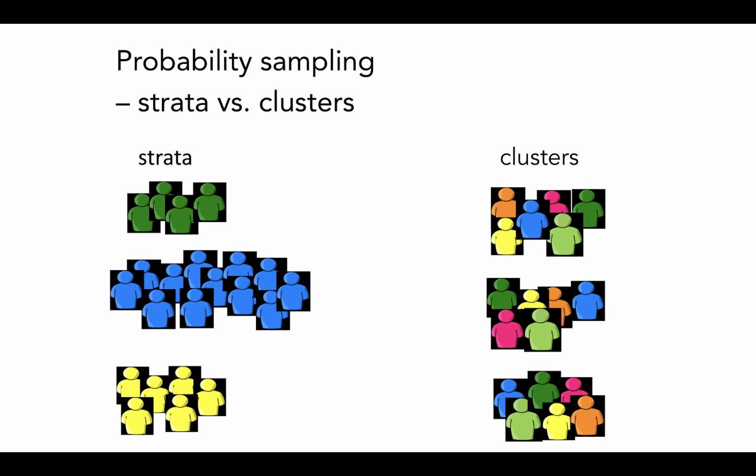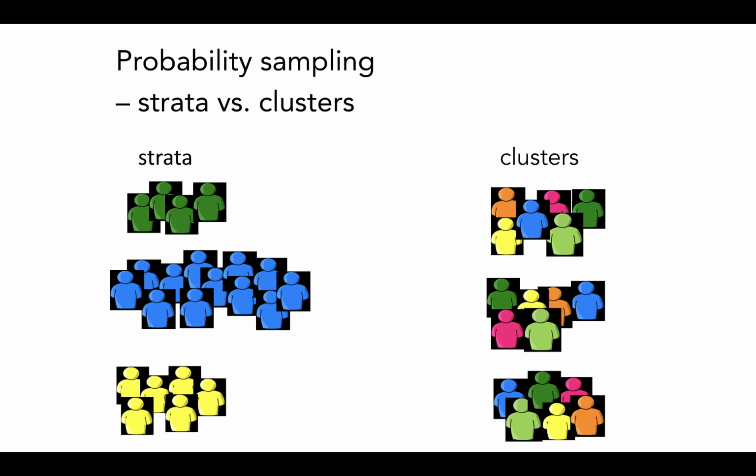This is exactly how the differences between strata, or different subgroups in stratified sampling, and clusters, which are the subgroups in cluster sampling, can be visualized. Strata on the left consist of different subgroups that are different from one another. Each stratum is very different from each other stratum. People within one stratum look like each other. So you have a bunch of green people, blue people, yellow people. Each group is very different from other groups, but they're very similar within the same group.